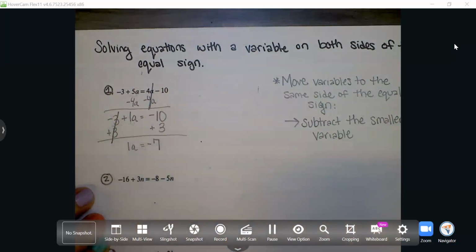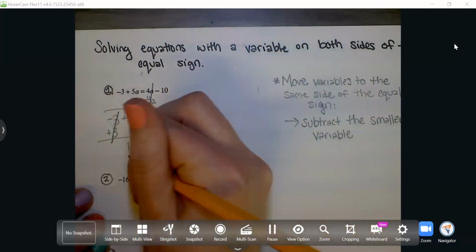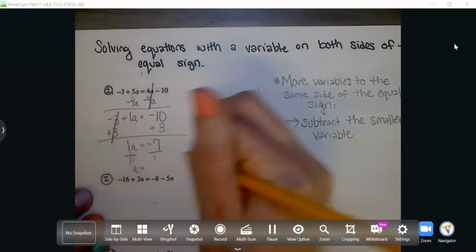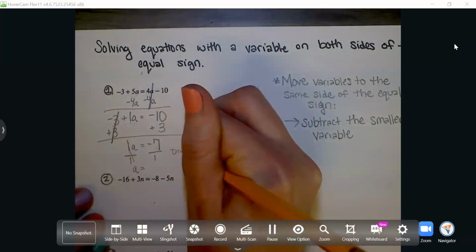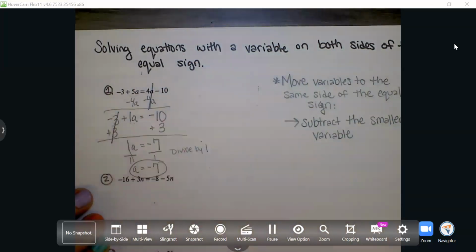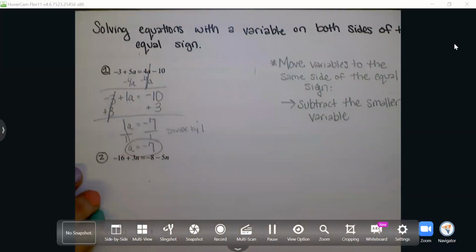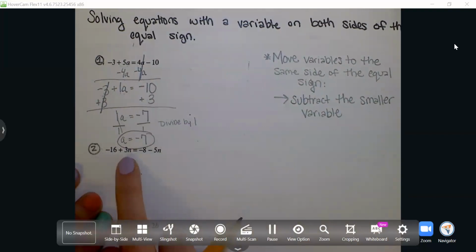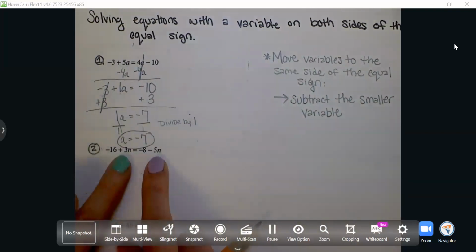And lastly, after I do that, I'm going to divide by 1. That way I get a by itself. And I get a equals negative 7. Sometimes I don't have two positive numbers on the same side. I have negative 16 plus 3n equals negative 8 minus 5n.